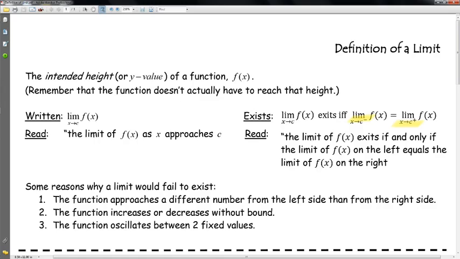And so the way that we read it is the limit of f of x exists if and only if the limit of f of x on the left equals the limit of f of x on the right. And now I'm going to give you several examples to show you what I mean by that.